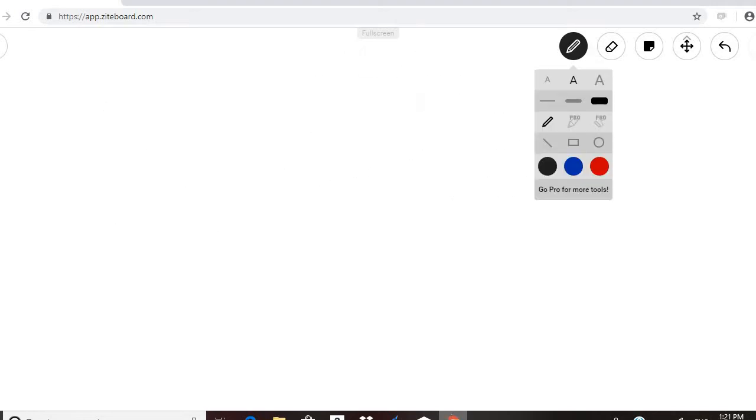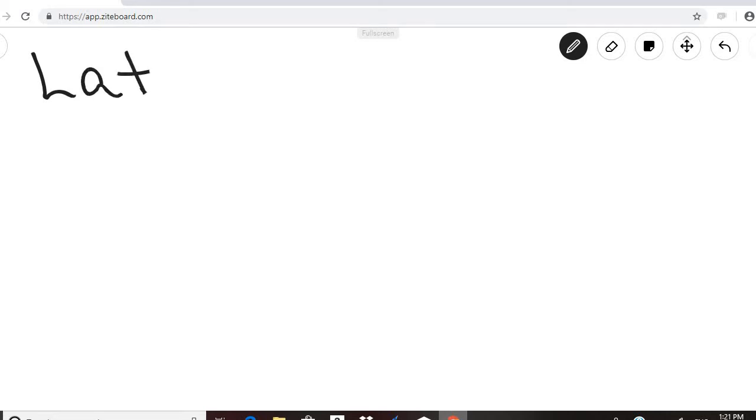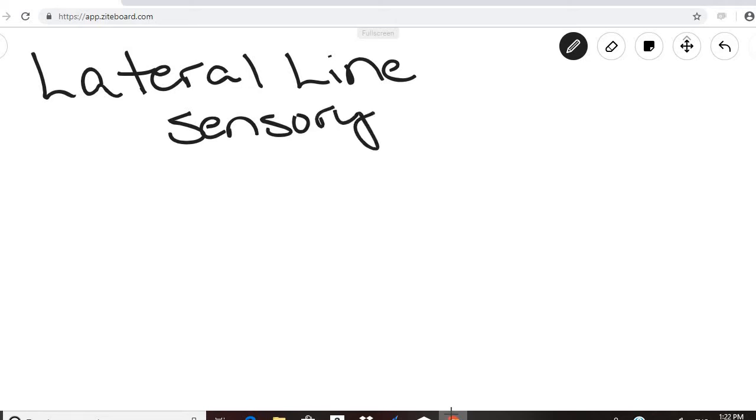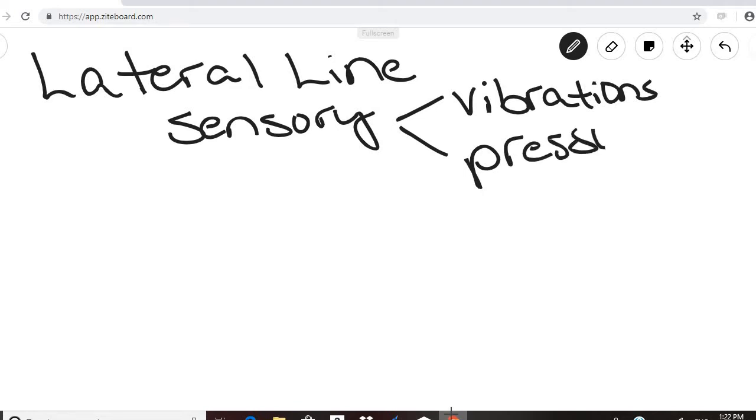Also related to their nervous system, we saw this on a couple of pictures, and I'll go back and show you again. We have a lateral line, and it's a sensory organ, so it can pick up sensations. It can especially pick up vibrations and pressure. So one of the main things that it does is it allows them to avoid obstacles as they're swimming.